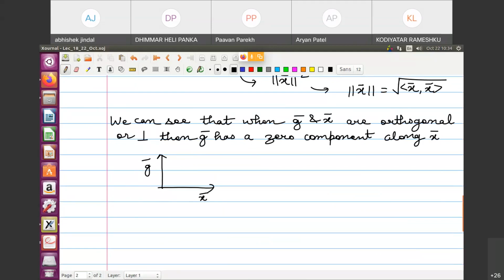G itself is entirely error, meaning no component of it is possible along X. That is what this design criterion gives us. Consequently, C is 0.